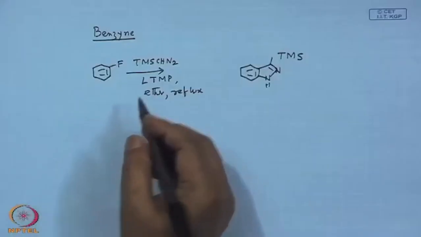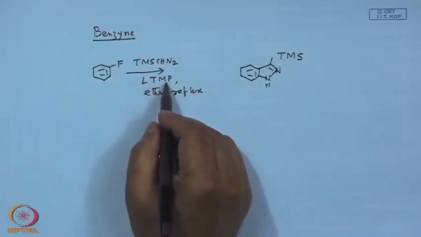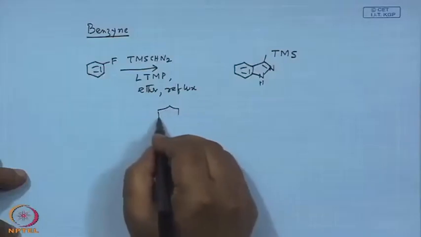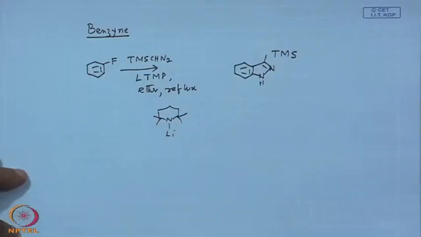Now, I think all of you know what LTMP stands for. We talked about that in fourth year. Lithium tetramethylpiperidate, like LDA, lithium diisopropylamide, so piperidate. Okay. So, it is basically a hindered base.